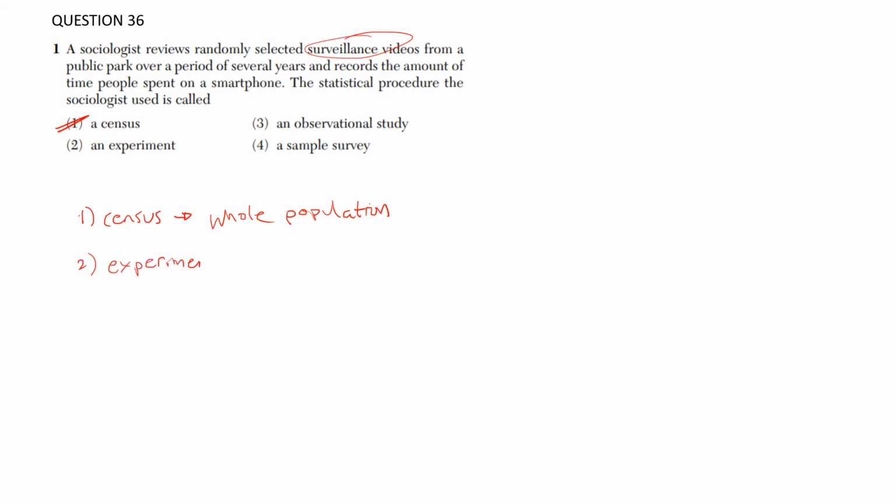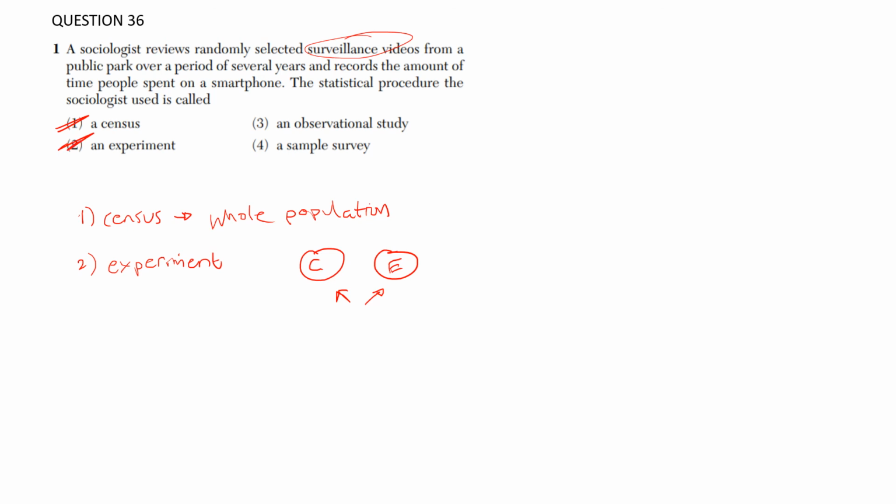An experiment is something where usually you have some sort of control group, we'll call them C, and you have some sort of experimental group. And you impose some sort of change on the experimental group to see if they're different from the control group. We're not comparing two things here. There's no experiment to be done. We're not imposing anything on any of the groups, right? So it's not an experiment either.